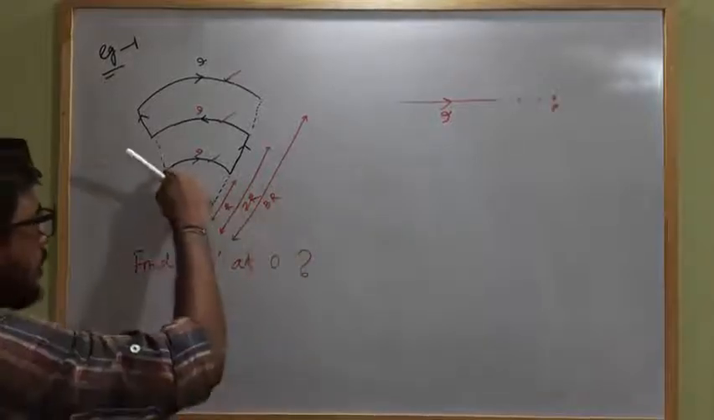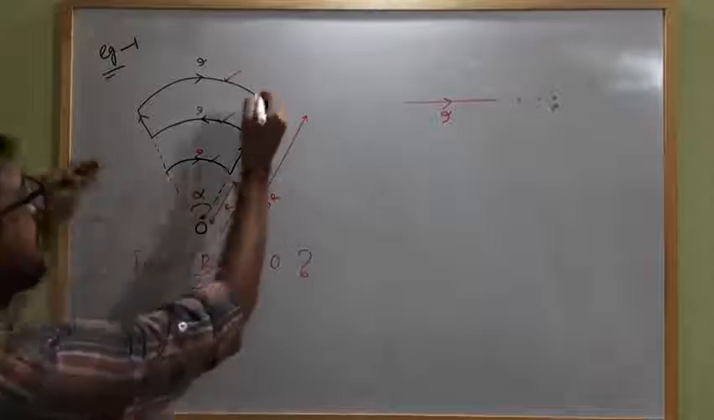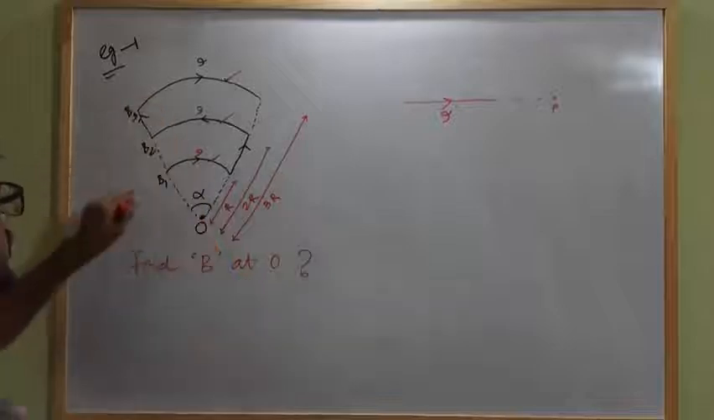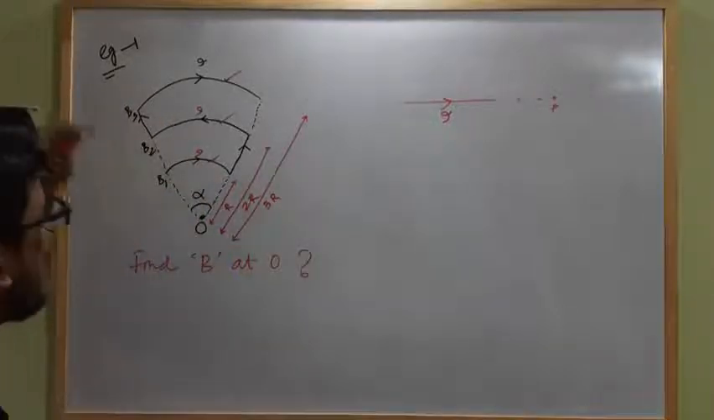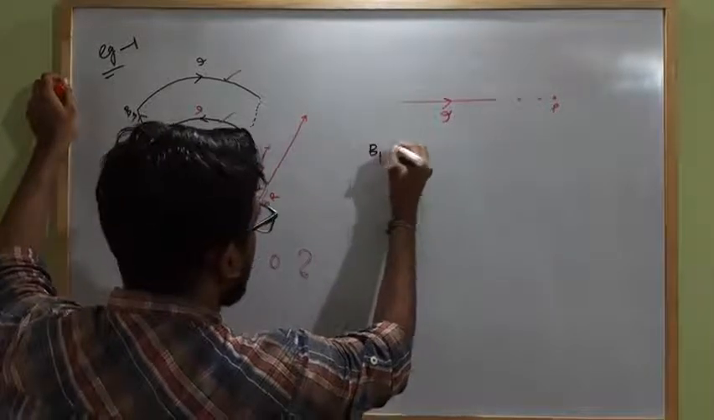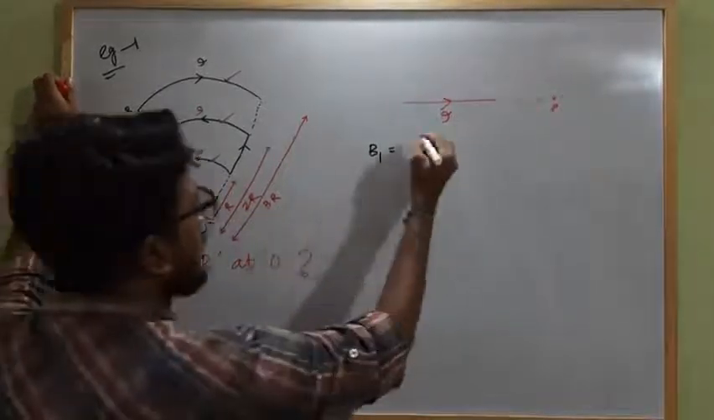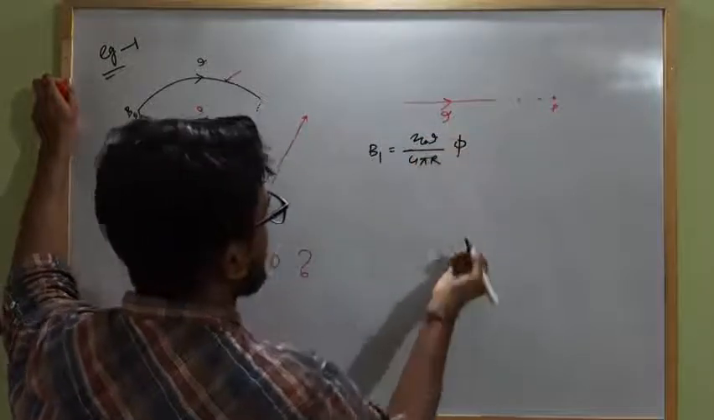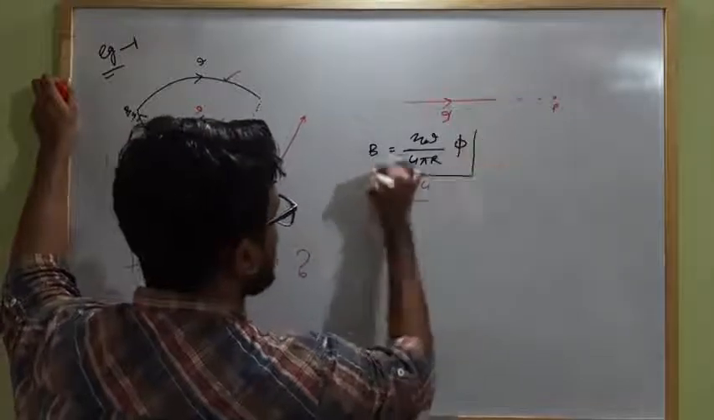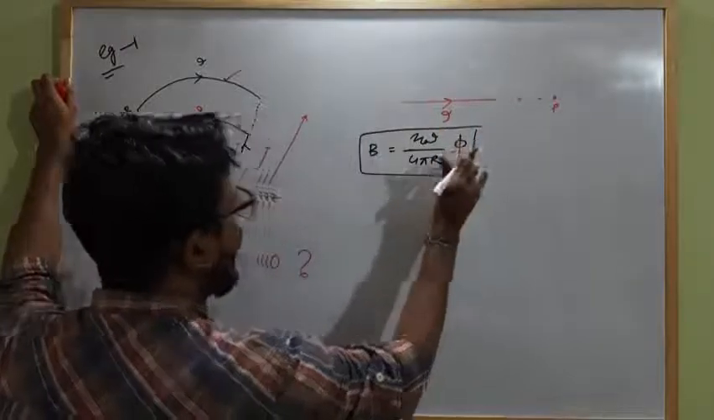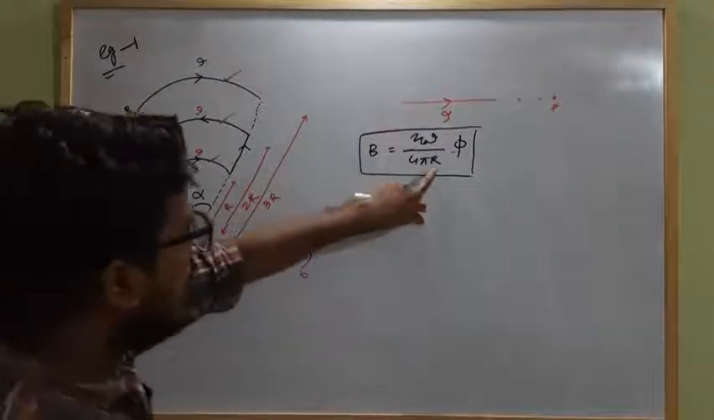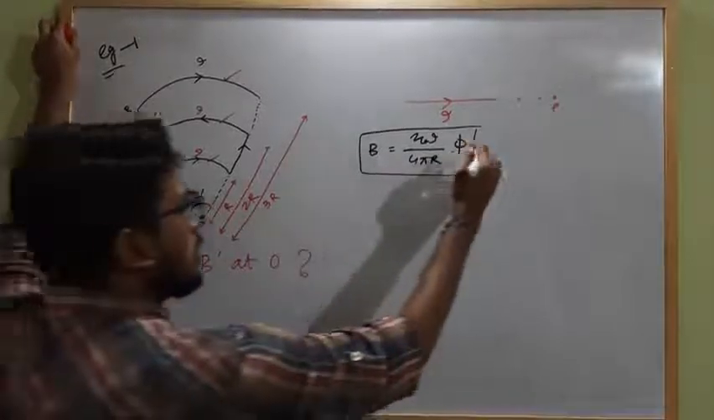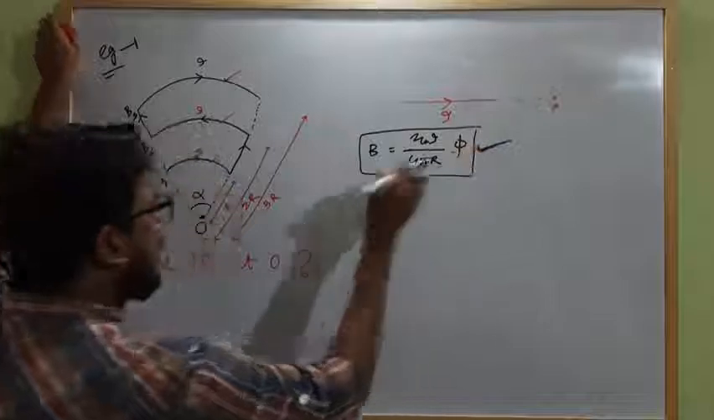Clear? So let this segment be B1, this be B2, and this be B3. The magnetic field strength due to this segment is B1. So B1 will be how much? As we know, for any circular arc, the magnetic field strength is mu naught I divided by 4 pi R, into phi. This is the magnetic field strength due to any circular arc, where phi is the angle made by the circular arc at the center, R is the radius of the circular arc, and I is the current flowing through the circular arc. So this is the formula for any circular arc to find the magnetic field strength at the center.